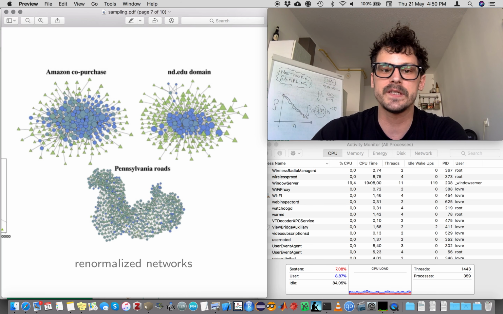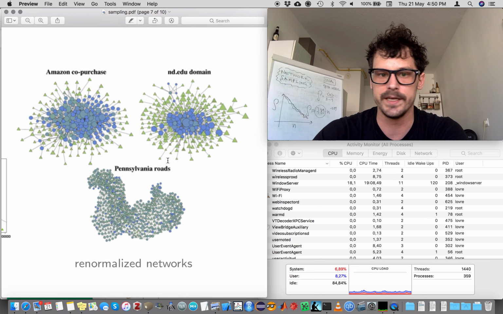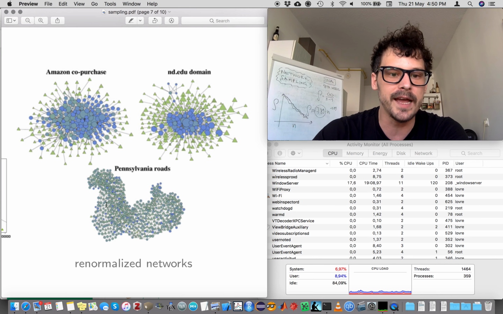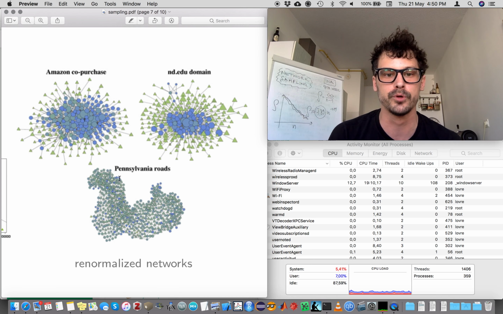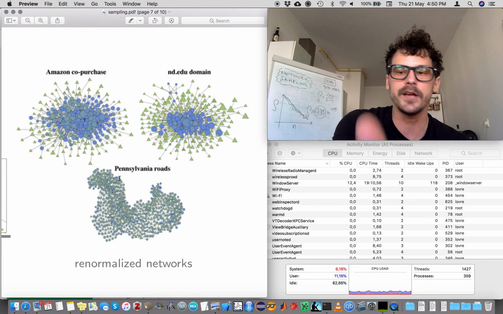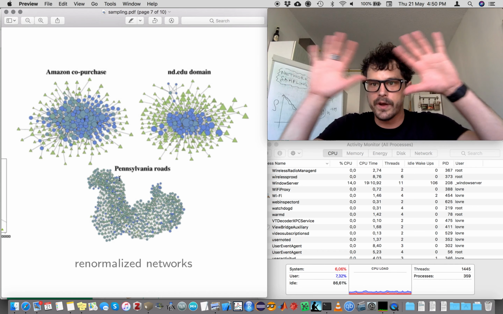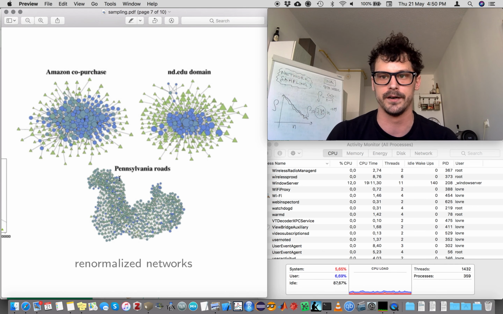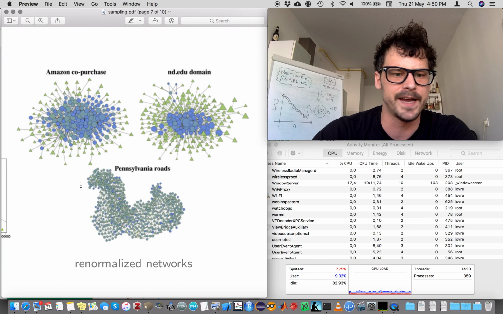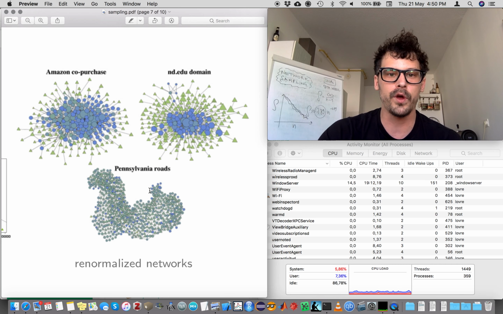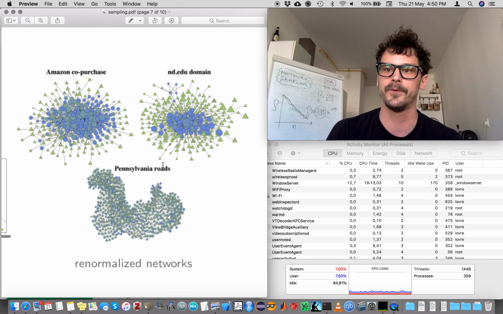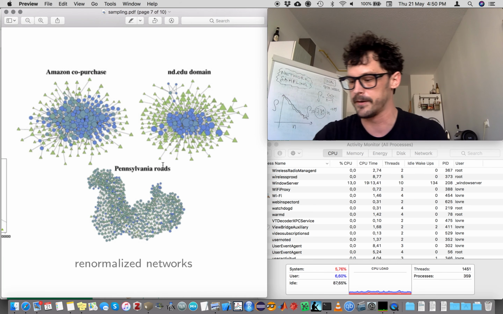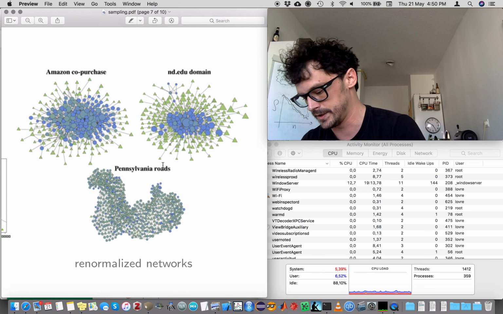Or at the bottom, you can see a road network of roads in Pennsylvania, and you can see that since the network is a spatial network, nodes have some specific positions. This spatial structure is largely retained; you get roughly a grid-like graph here. I'm not sure whether Pennsylvania looks exactly like this, but looking at both of the two examples, you can see that the large-scale structure of the network is largely retained under this renormalization procedure.